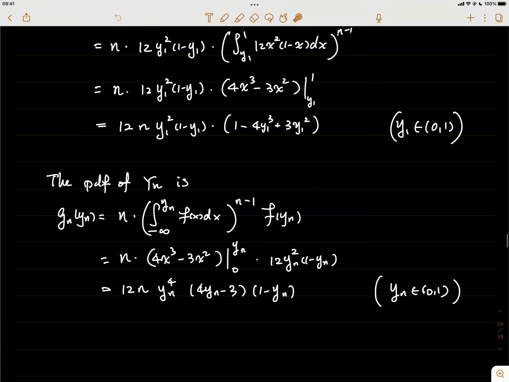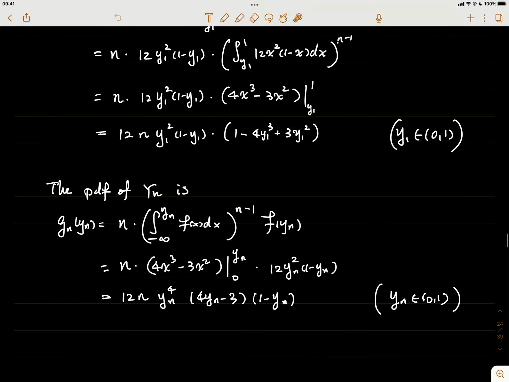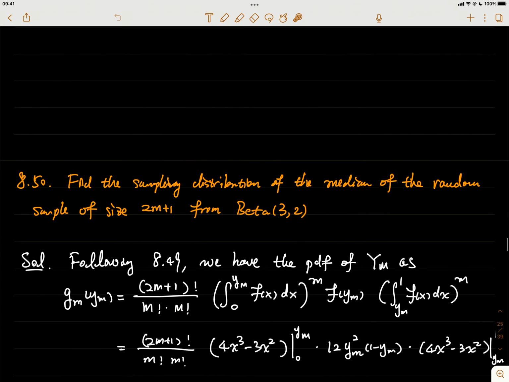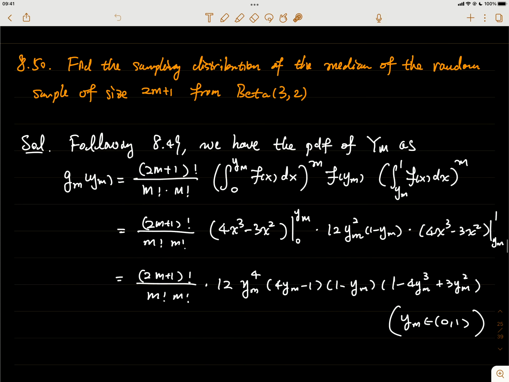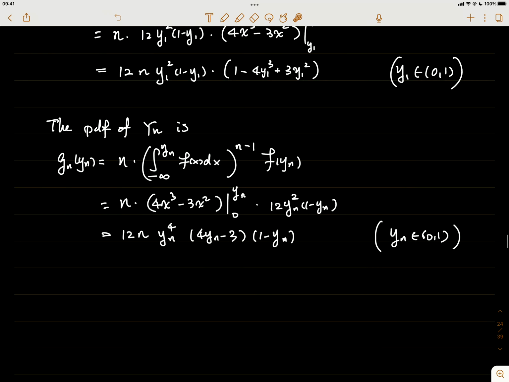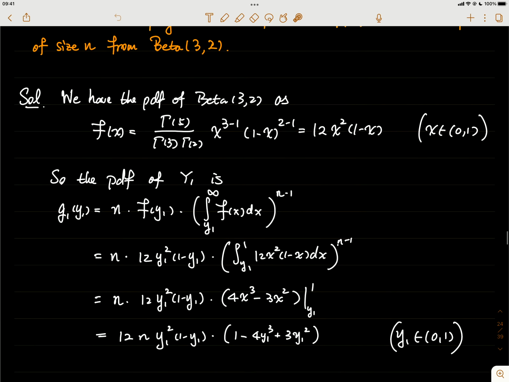Again, both y1 and yn are between 0 and 1, because they are order statistics of the beta random variable, which is always between 0 and 1. So that's problem 8.49.